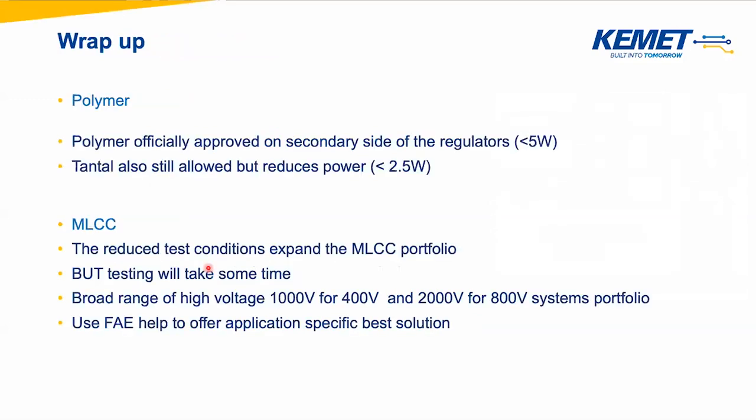So, wrap up. For me, Polymer is officially approved on the secondary side of every regulator, less than or equal to 5 watt. But there are also some exceptions, if you have current limiting activities on there. Tantalum is also still allowed. It's not forbidden, but not on terminal 30, and with a reduced power compared to 2.5 watt. And I would go with Tantalum for energy harvesting, tire pressure monitoring systems, or something like an oil sensor application.